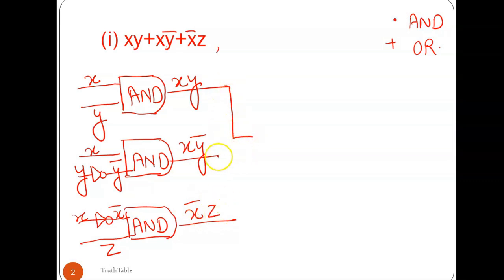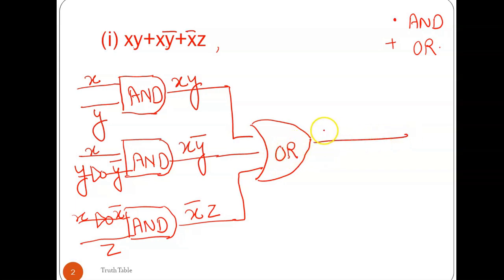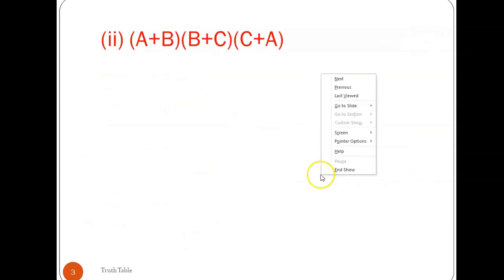You can join all of them together, and in between you have plus, which is the OR gate. So draw one OR gate here, and by this you will be able to join all three. This is the final output. This is the solution of the first part of this question 30. Moving to the next part.